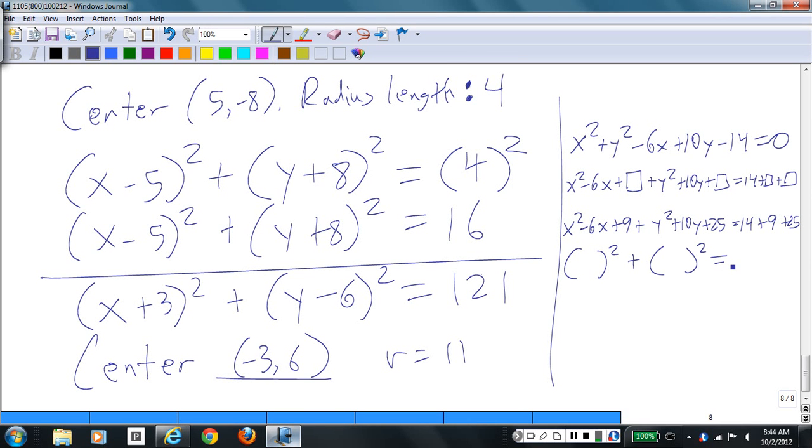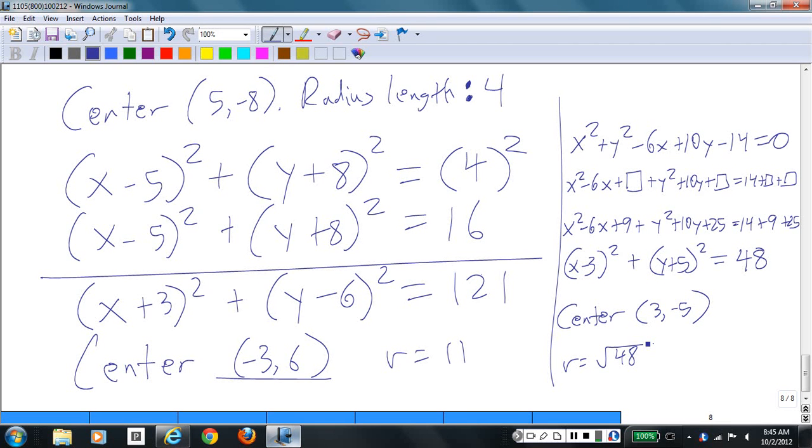So x squared minus 6x plus 9 is the square of what binomial? And y squared plus 10y plus 25 is the square of what binomial? And 14 plus 9 plus 25 equals 48. Oh, missed it by 1. All right, 48. We'll go with that. So the center, 3, -5. And the radius length is the square root of 48.